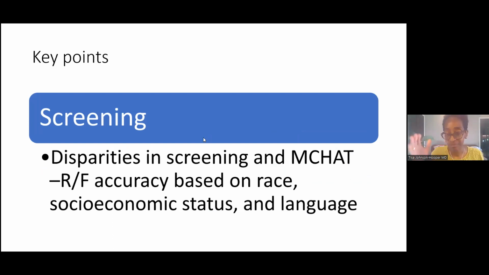I'm just going to keep a running list of all of our key points that we derive from our talk. And so for this one, the key point is: disparities in screening and MCHAT accuracy based on race, socioeconomic status, and language exist.